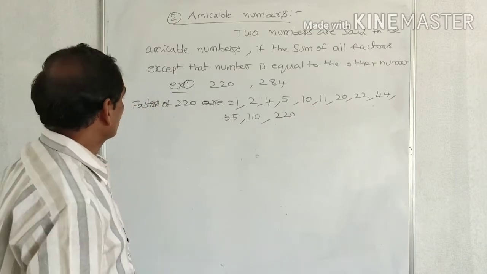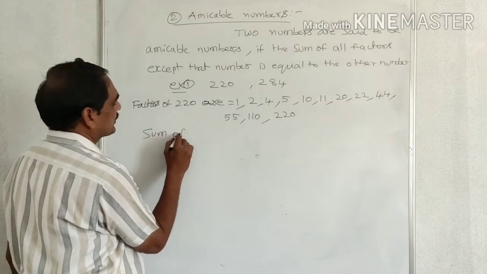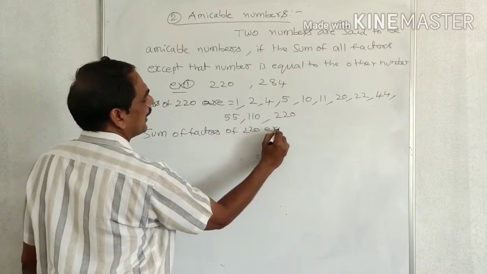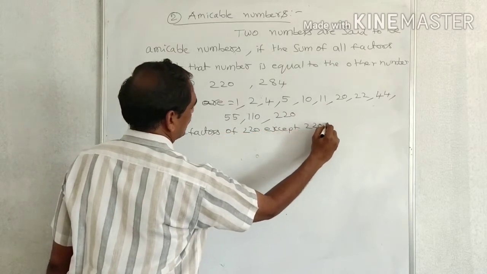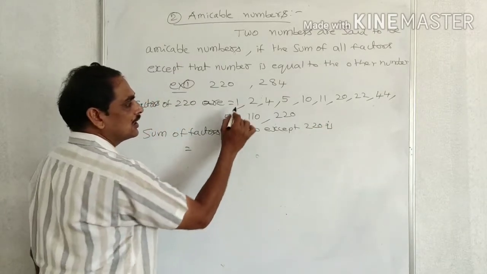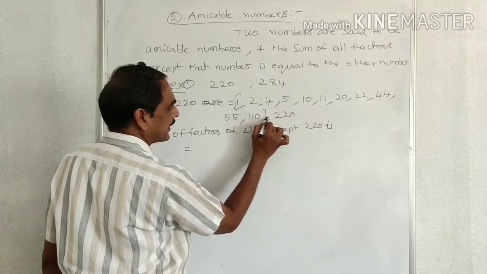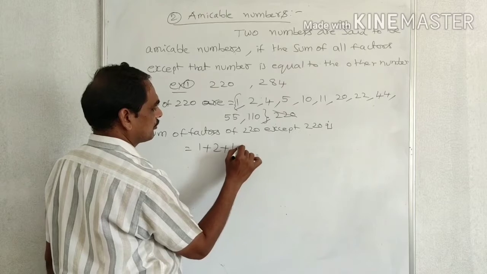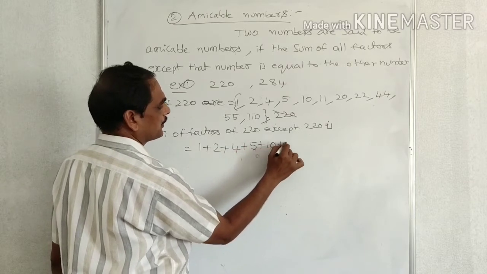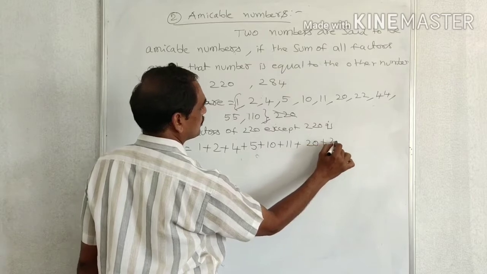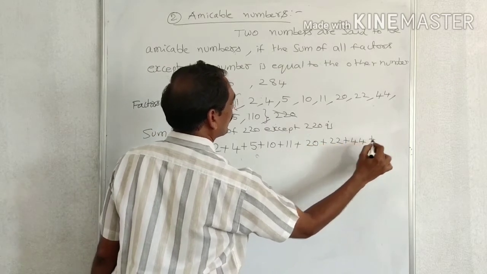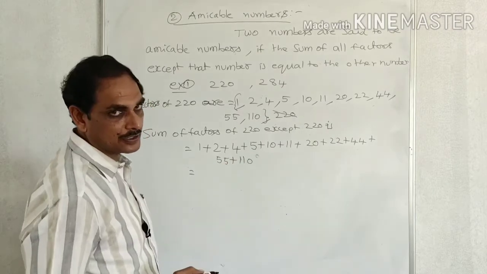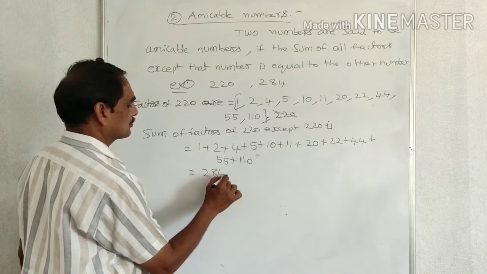Now we find the sum of the factors of 220 except 220. We add all factors of 220 except that number: 1 plus 2 plus 4 plus 5 plus 10 plus 11 plus 20 plus 22 plus 44 plus 55 plus 110. If we add all these factors, we get 284.